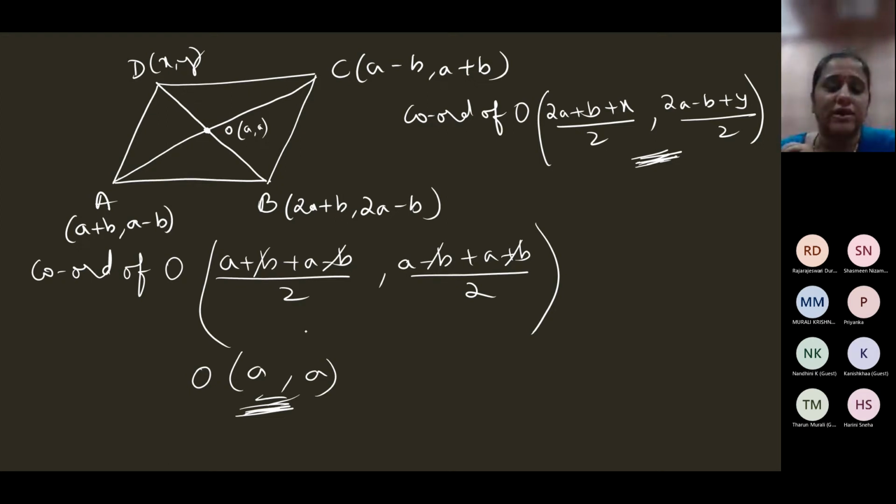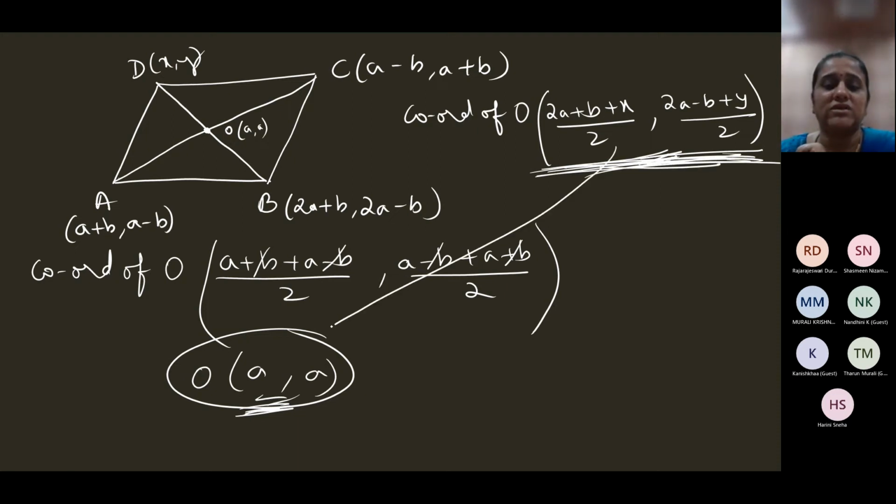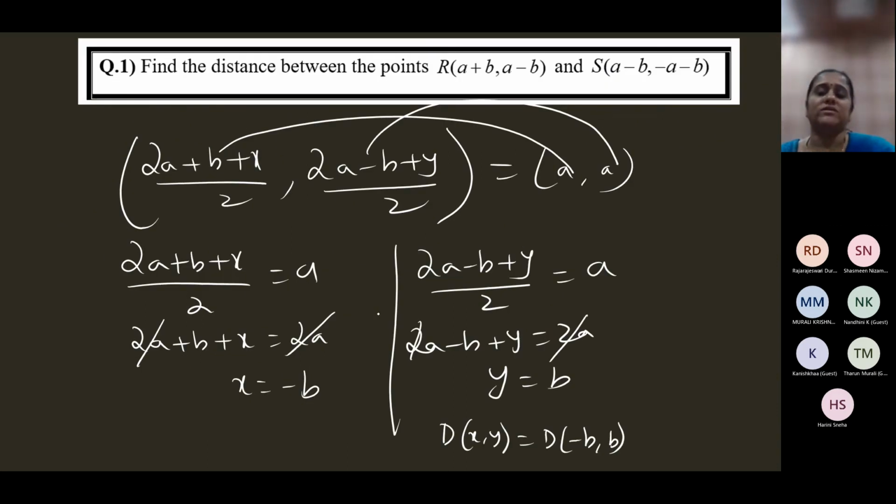So we got A comma A. Now find the coordinates of the same point O using B and D. This is what you get using the midpoint formula, because O is the midpoint of AC and BD. But this and this both are the same. So equate. On equating, you can find the values of X and Y. Put them together to write out the coordinates of D.